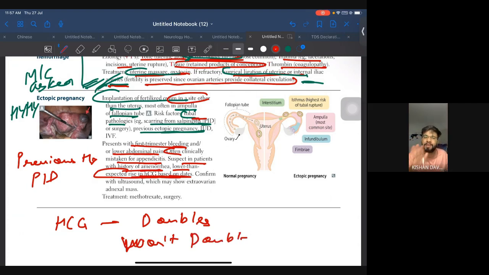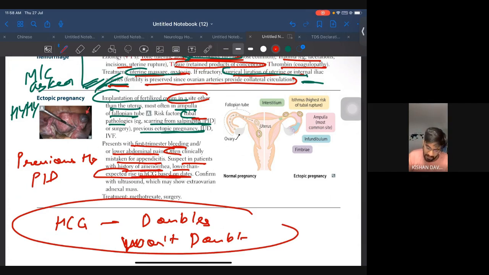Okay, so it will be lower than the expected rise in HCG, and this line they will be giving. Confirm with ultrasound, which may show an extra-ovarian adnexal mass. Adnexal mass is also another term where you can think about ectopic pregnancy, and for treatment they have asked methotrexate.